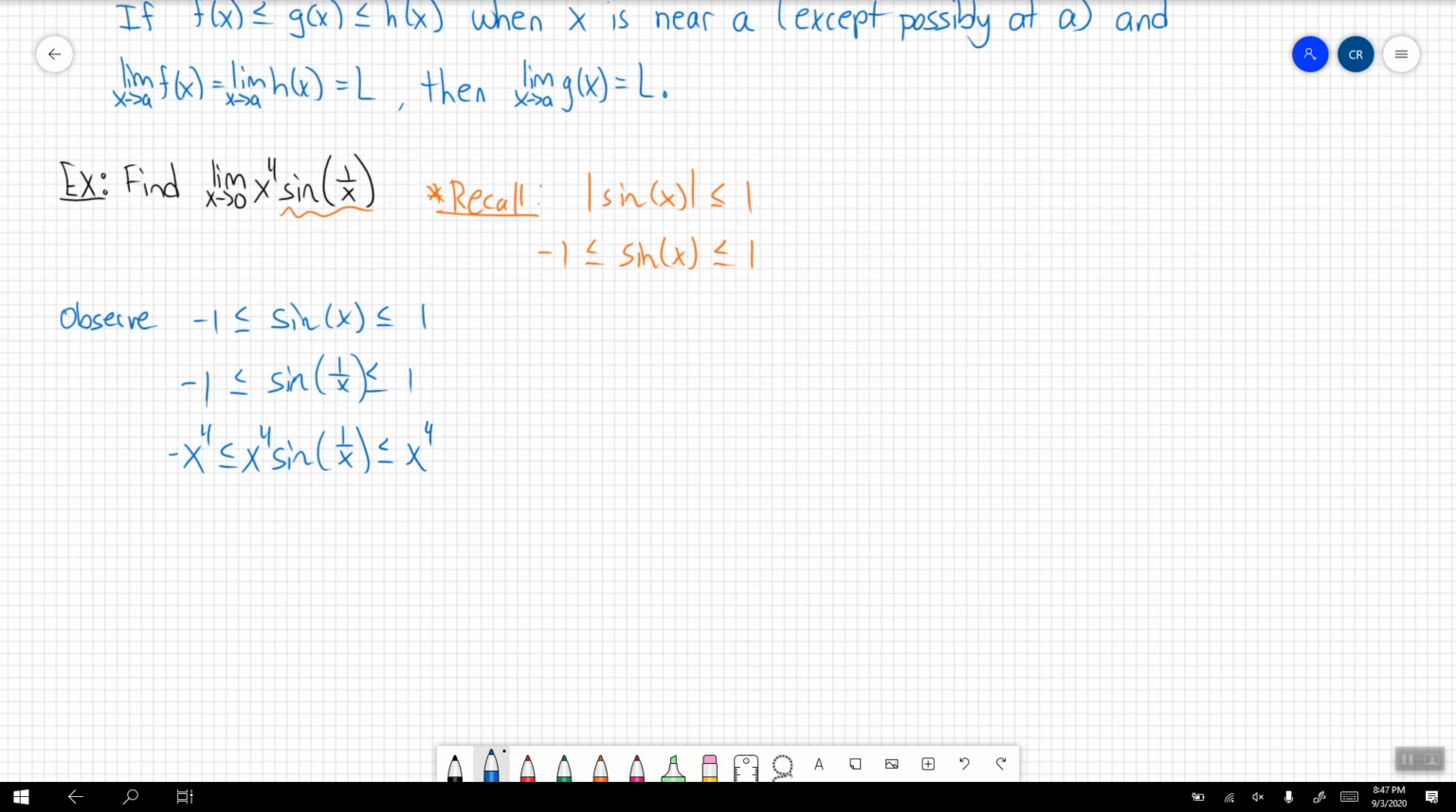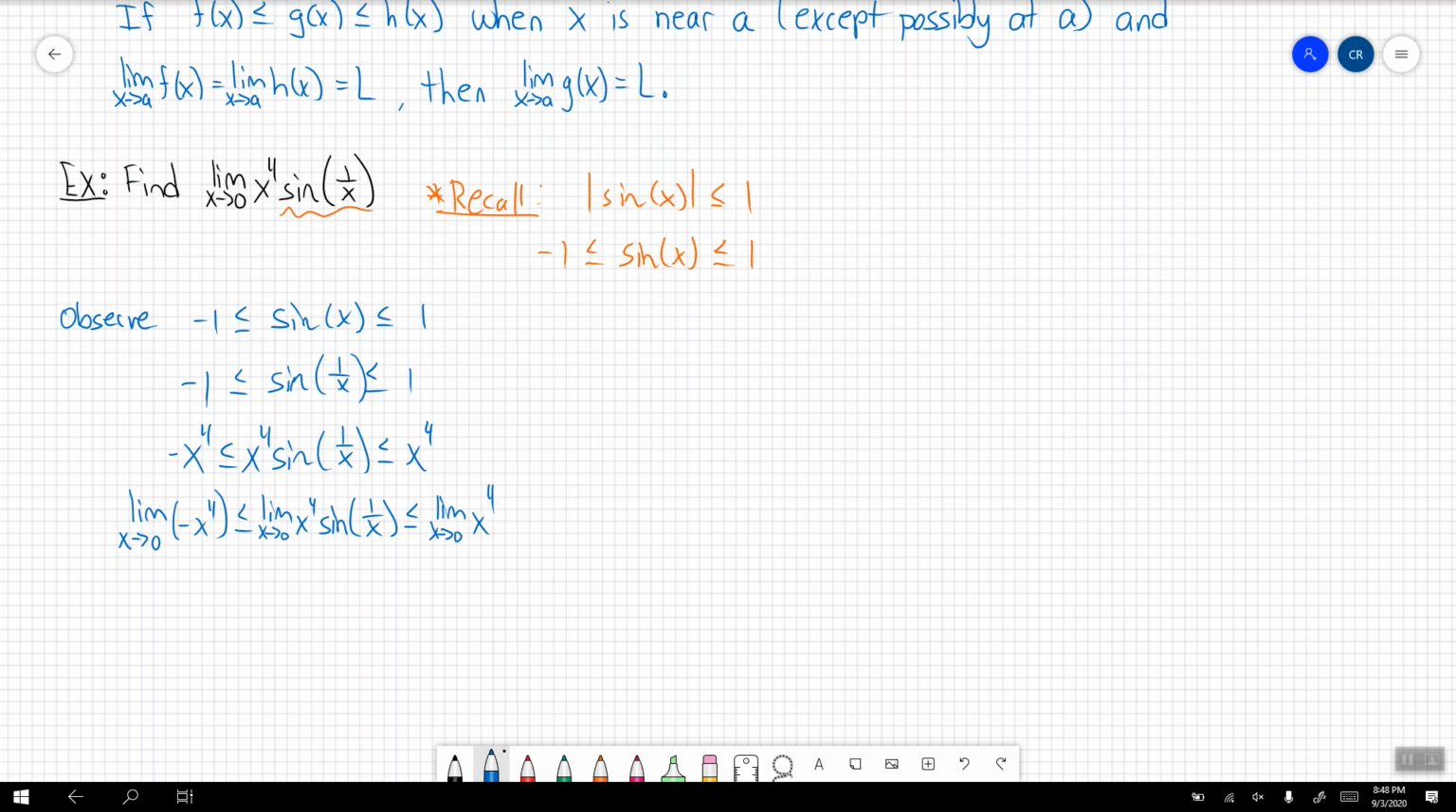Now this particular expression is being bounded from below and from above. I want to take the limit of each individual piece. So let's look at the limit as x approaches 0 of negative x to the fourth, the limit as x approaches 0 of x to the fourth times sine of 1 over x, and the same thing here, the limit as x approaches 0 of x to the fourth.